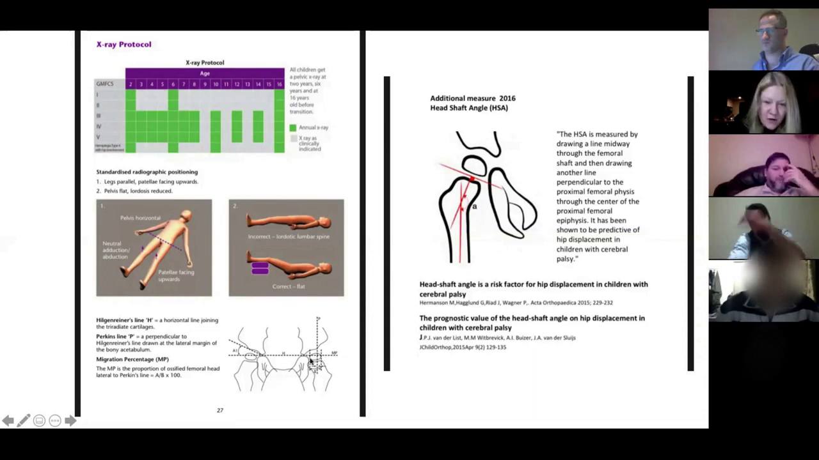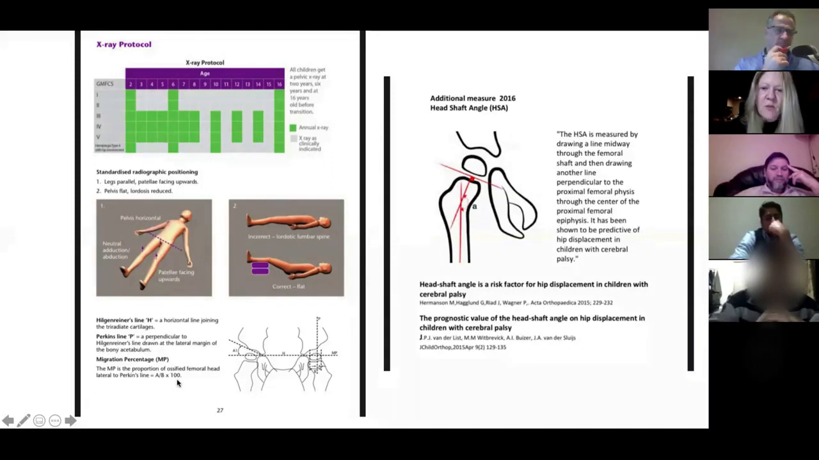So you measure the whole width of the epiphysis here, and then you measure the degree that's lateral to Perkins line, divide one by the other, multiply it by 100, and that will give you a migration percentage. The other thing that you can measure is the head shaft angle. Obviously, the more valgus the hips are, the more likely they are to dislocate.